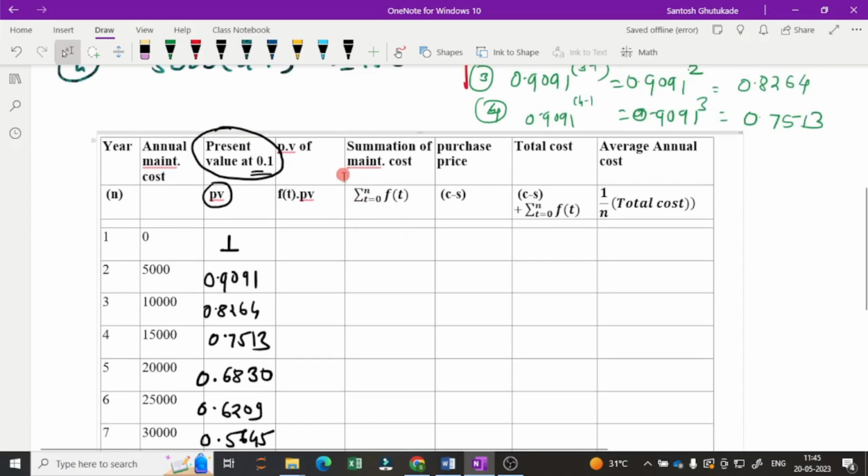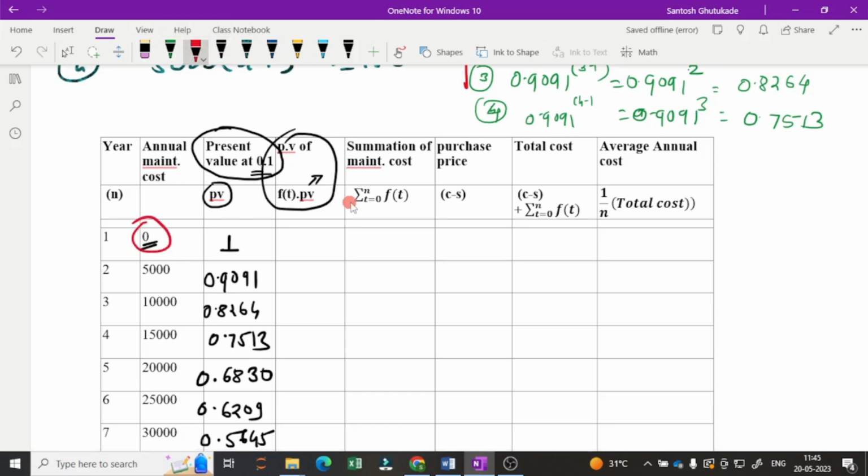Now the next value is the present value of f of t. Present value of f of t is nothing but f of t into PV. Here we know the maintenance cost is 0. Calculating this column number 3 is nothing but column number 1 into column number 2. So f of t, that is the annual maintenance cost, into the present value with the discount we have calculated. So 0 into 1 will become 0.